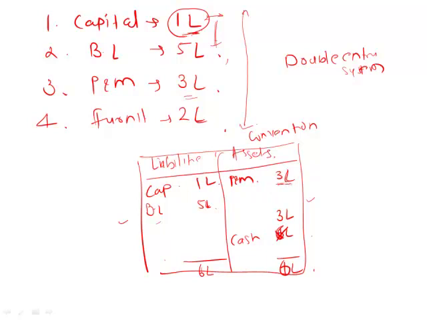Had I purchased this plant and machinery on credit, then I would have said 3 lakh here and 3 lakh here as a new liability towards that person. But since this is purchased on cash, 3 lakh here and 3 lakh here. Next one is furniture, an asset. 2 lakh here, minus 2 lakhs, so this is now 1 lakh. And then I'll take the total, 6 lakhs and 6 lakhs.